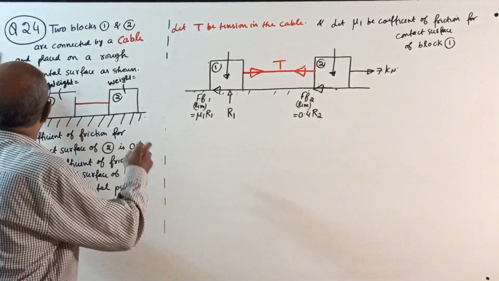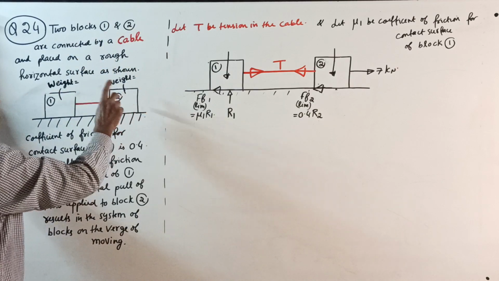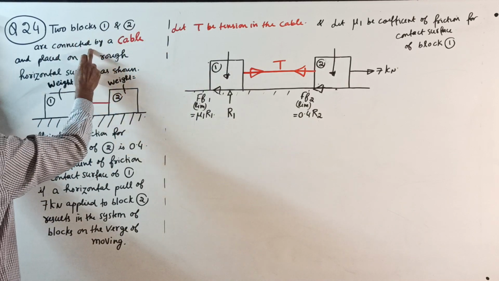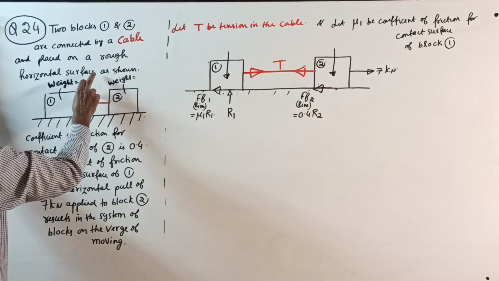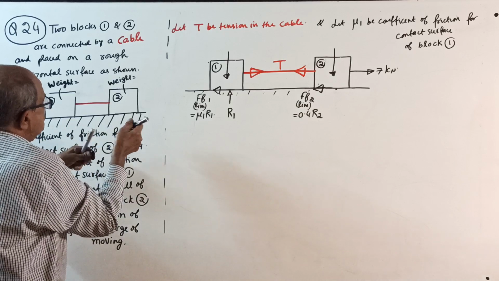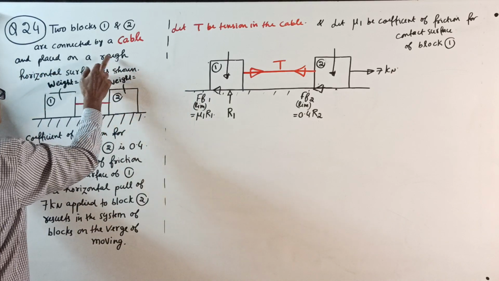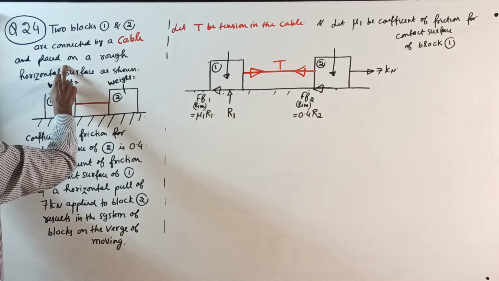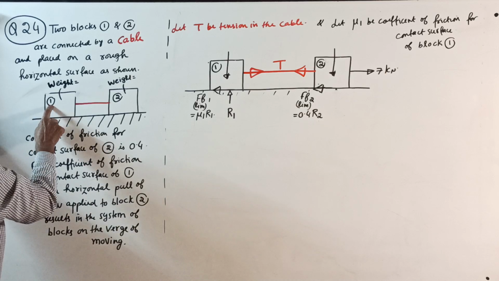Okay, see, the question. Two blocks 1 and 2 — last time I told A and B, I am changing to 1 and 2 — are connected by a cable, as shown in the figure, and placed on a rough horizontal surface. Then block 1, block 2.